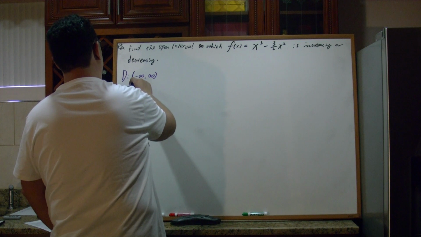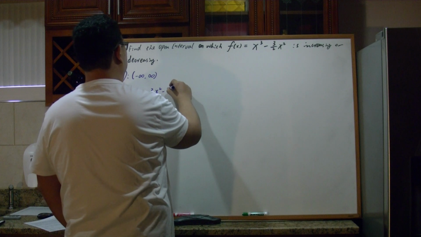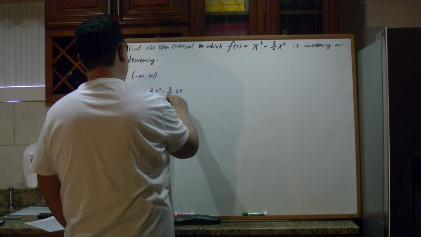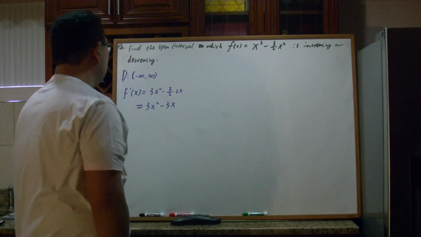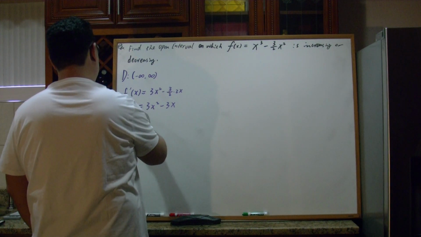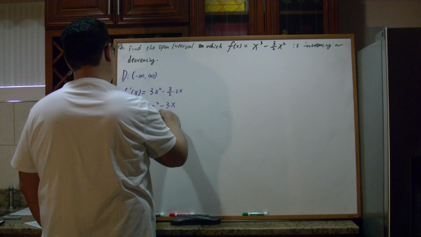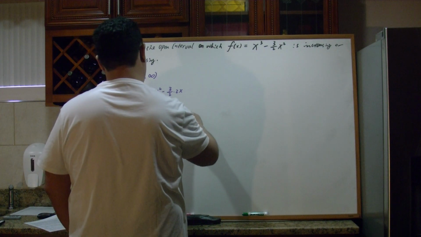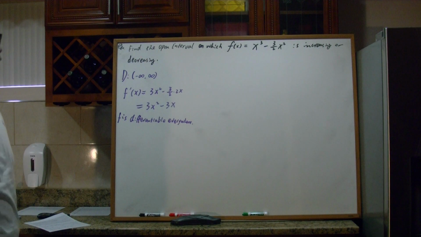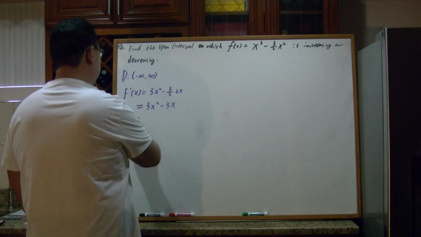Then we are able to find the derivative of the function: 3x squared minus 3/2 times 2, which is 3x squared minus 3x. It is differentiable everywhere, since the derivative function is defined everywhere. So f is differentiable everywhere, or f prime is defined everywhere, same thing.